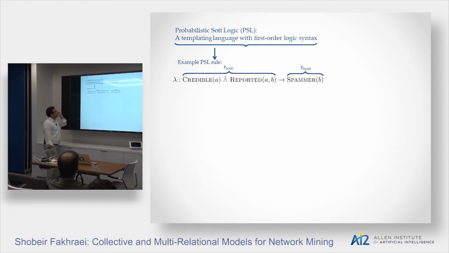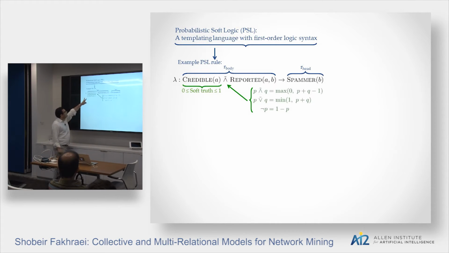So an example template rule for PSL looks like this. You write a logical syntax that if A is credible and A reported B, then B is a spammer. The left side is called the body of the rule, the right side is called the head of the rule, and there's a weight associated with it. The values of these predicates are soft truth values. That means they're not Boolean. They're between 0 and 1. So the operators have to be relaxed, and PSL uses Lukasiewicz norms for this.